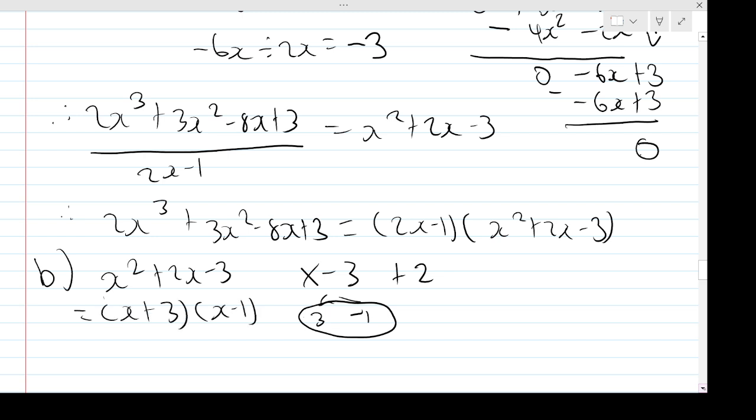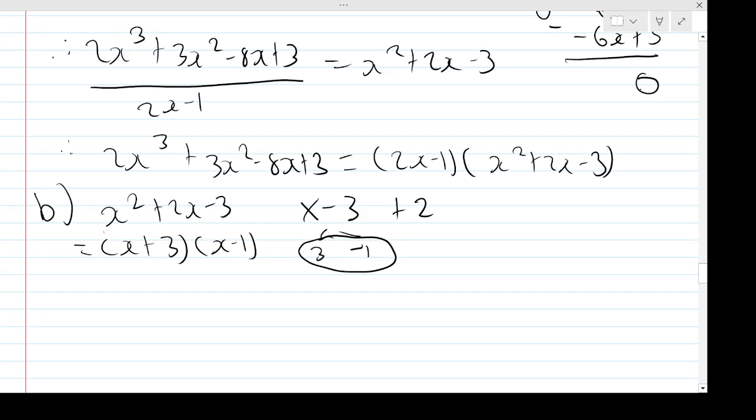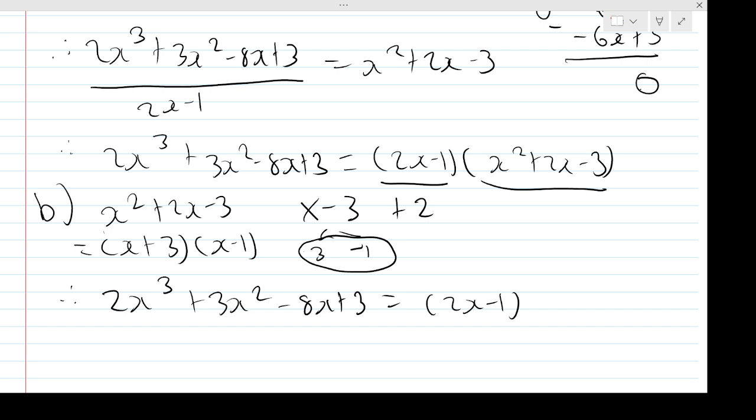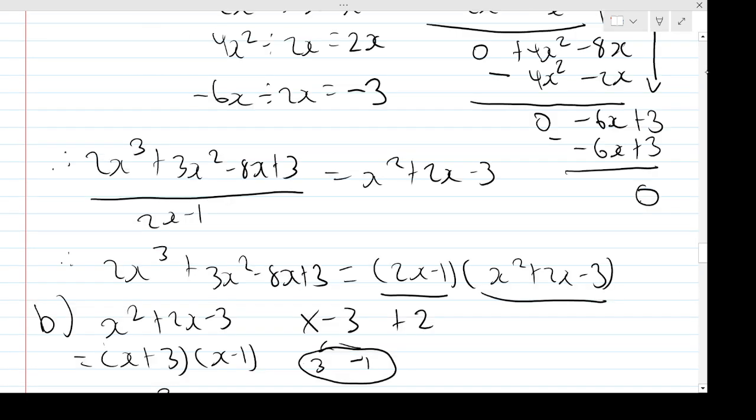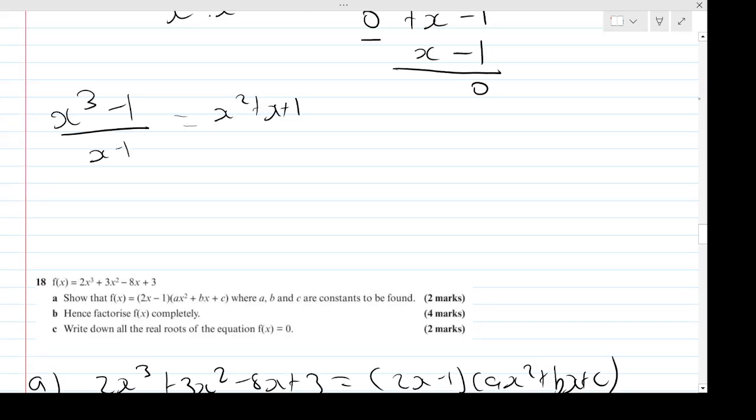So there we are then. Therefore we can factorise it even further to say that 2x cubed plus 3x squared minus 8x plus 3 is indeed 2x minus 1 there, and this quadratic part factorised even further to x plus 3, x minus 1. There we are. Cool.